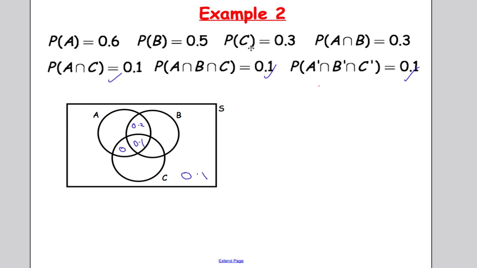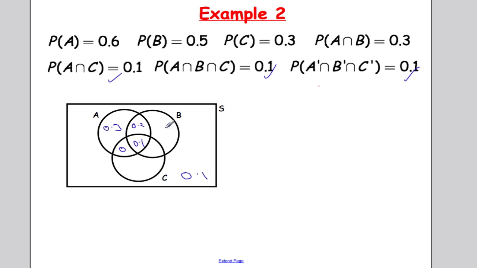What else can I work out now? Can I work anything about C? Not quite yet. And B, also not quite yet. What about here? I'm told that the probability of A is 0.6. Well, that means the total probability for this region must be 0.6. So 0.2 and 0.1 is 0.3. That means that this region must be 0.3. So the total probability of A is now 0.6 if I add them all together.